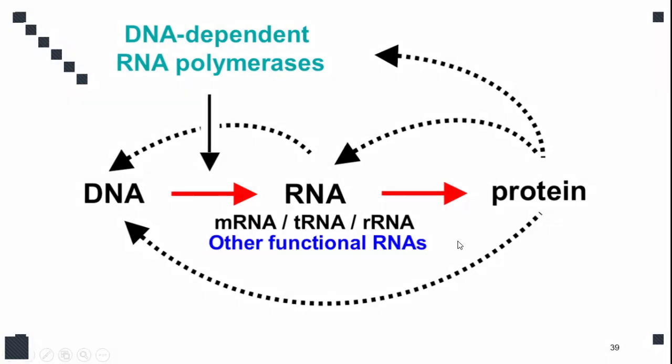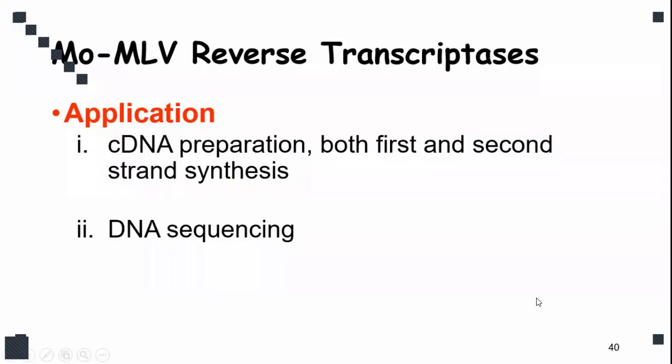Now remember our equation, DNA to RNA, RNA to protein, and then you can see the reverse version. So this is what we have just talked about: DNA dependent RNA polymerase and then RNA dependent DNA polymerase, our reverse transcription reaction. So where can we get this? We can get the reverse transcriptase from murine leukemia virus. And what will it do? Remember we said we can produce our cDNA preparation, both first and second strand. And number two, we can use it for DNA sequencing.